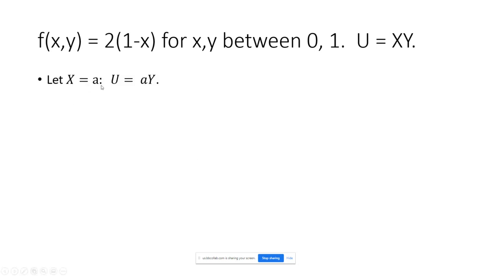So if we let x equal a, then we have u equals a times y. And then solving that for y, we get y equals u over a is our H inverse. So now go ahead and find the range of values for u.